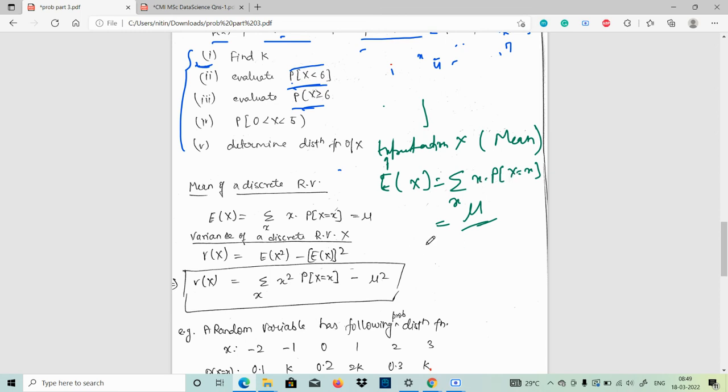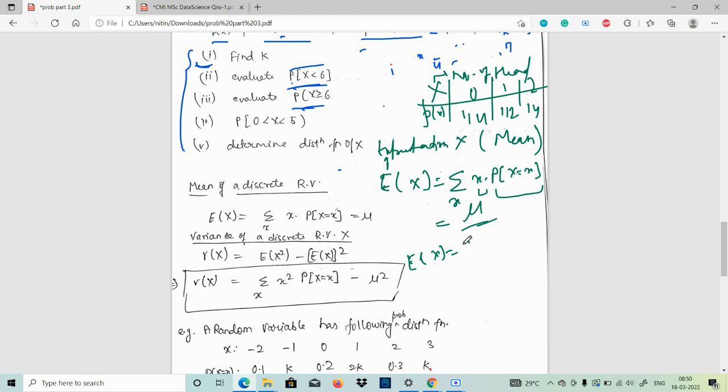So let's say you are tossing two coins. In that case, we know the probabilities are 0, 1, 2 with 1 by 4, 1 by 2, and 1 by 4. Let's say we are trying to find the mean of this random variable x, which is the number of heads. So expectation of x is simply equal to what? The summation over all x, meaning for 0, 1, 2, calculate this and add everything.